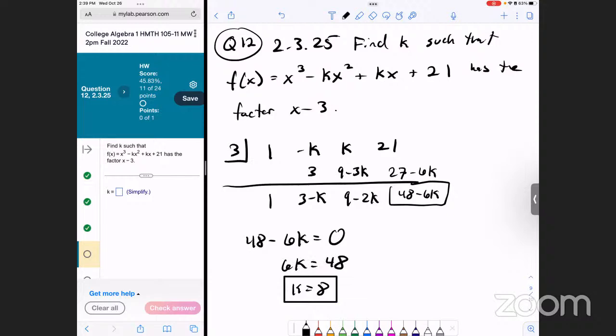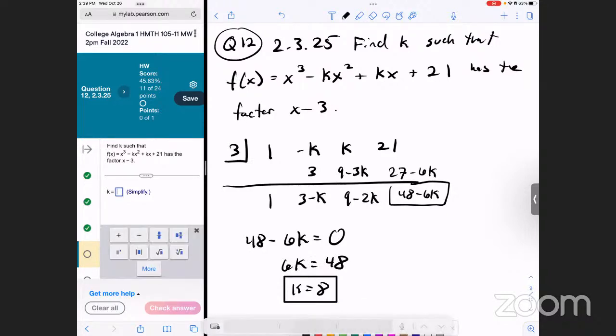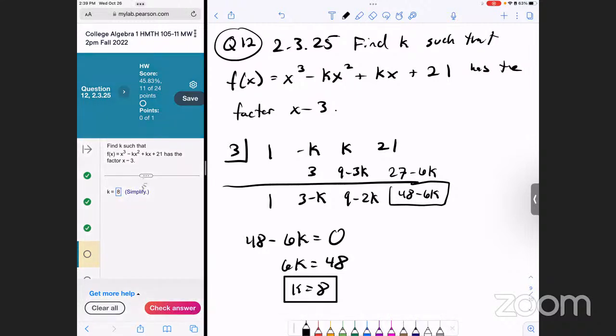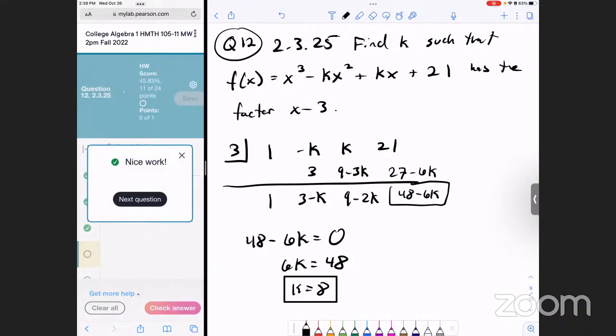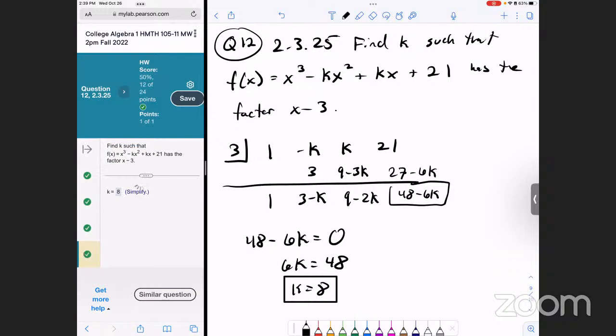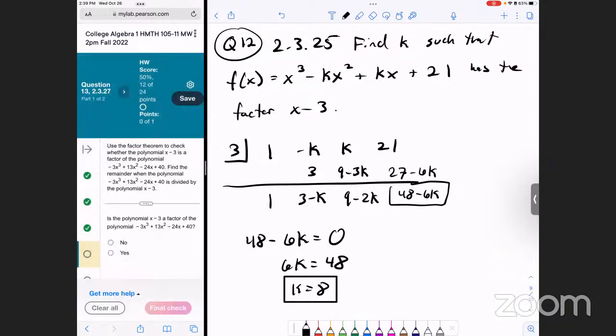All right, so we got 8. Let's submit 8. All right, let me see the time. We got time for one more. We'll do one more, then that's it. Use the factor theorem to check whether this polynomial is a factor of this. Find the remainder when this. Okay, so for it to be a factor, that means the remainder has to be 0.